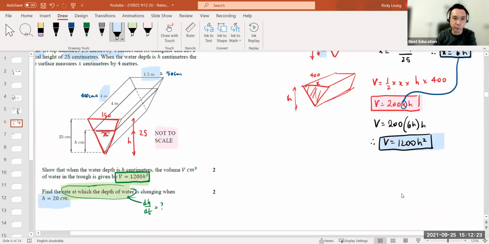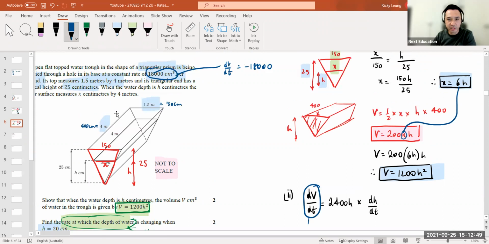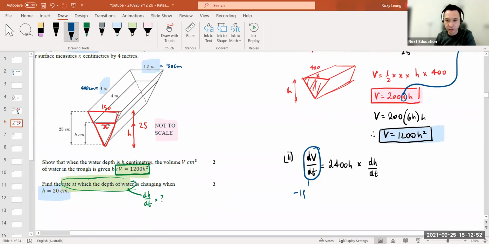Guys, let's do part 2, where I start by differentiating this guy with respect to t. Right, so bring down the 2, 2400h, because I'm doing it with respect to h, dh/dt. Right, now, what's the go here? I've got this, haven't I? This is negative, it's decreasing, isn't it? Negative 1800, huge number. Got h at a point in time, that's 20. And then I know this guy here is a question mark. That's what I'm finding, right?